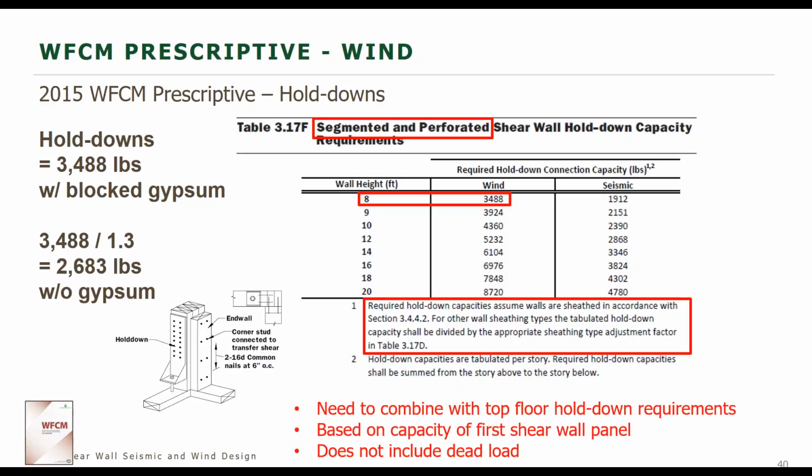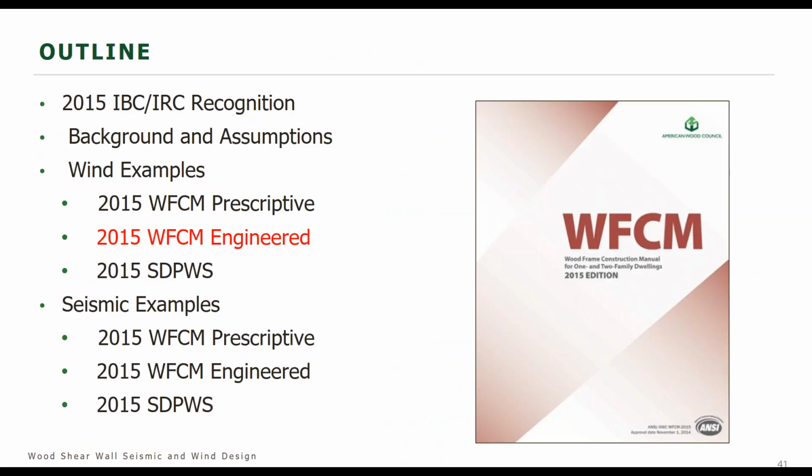Now this is just for the first floor. So if we were doing this as an actual design, we would need to combine this with the requirements from the top floor for the hold down requirements. And as I mentioned, these are based on the capacity of the first shear wall panel. So this is a little different than how we do it in SPDWS, and we'll talk about that when we get to that part of the program. But again, this is based on the capacity of that first shear wall panel. And in the prescriptive provisions, we do not include any dead load offset.